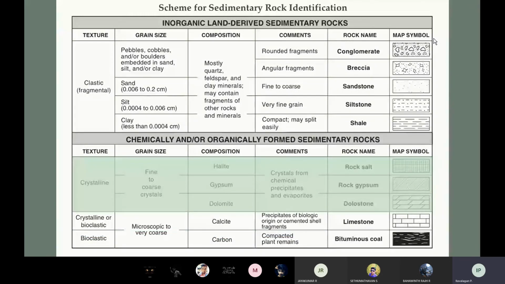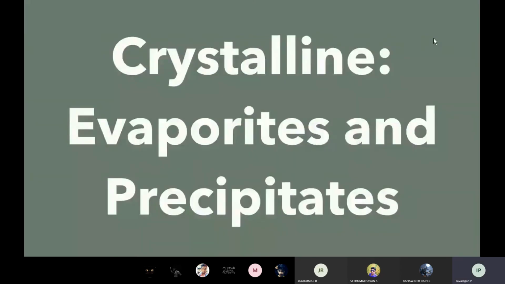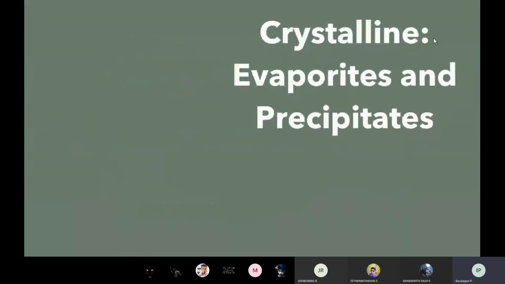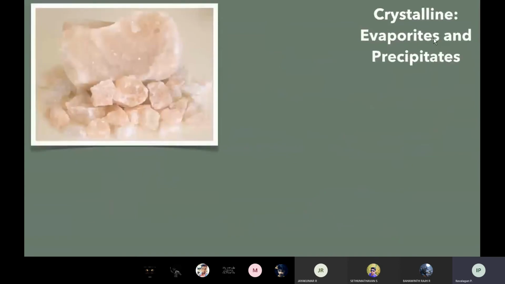In fact, the crystalline ones form in an entirely different way. So crystalline sedimentary rocks are known as evaporites or precipitates. And what that means is that they form as a result of some sort of chemical process. Let's take a look at some examples. This is probably the best example. This is rock salt. Now, rock salt forms from seawater, which of course has salt or halite dissolved in it. And when that water evaporates, the salt stays behind in the form of crystals. Those crystals are the rock salt.